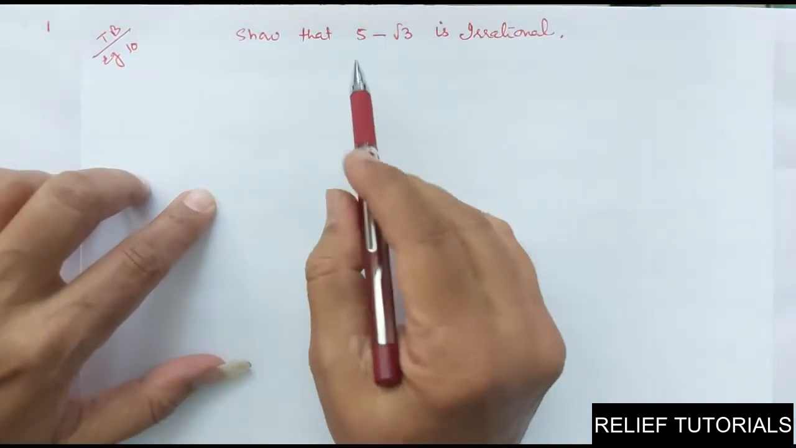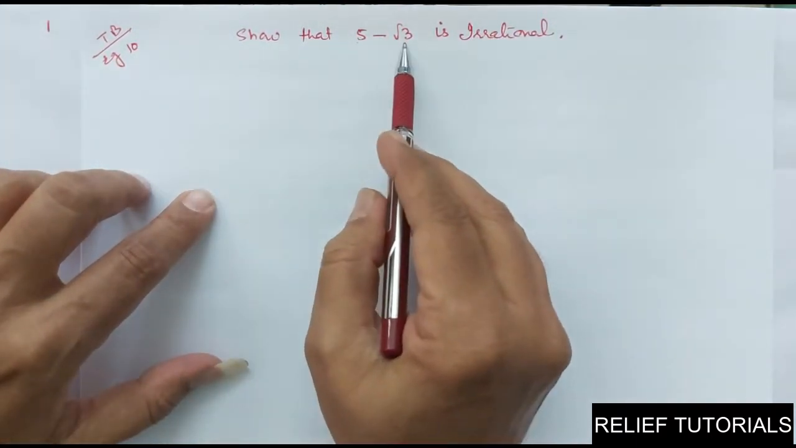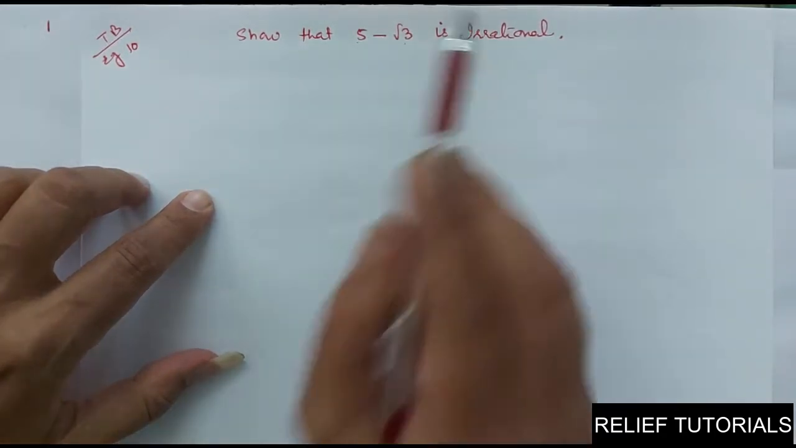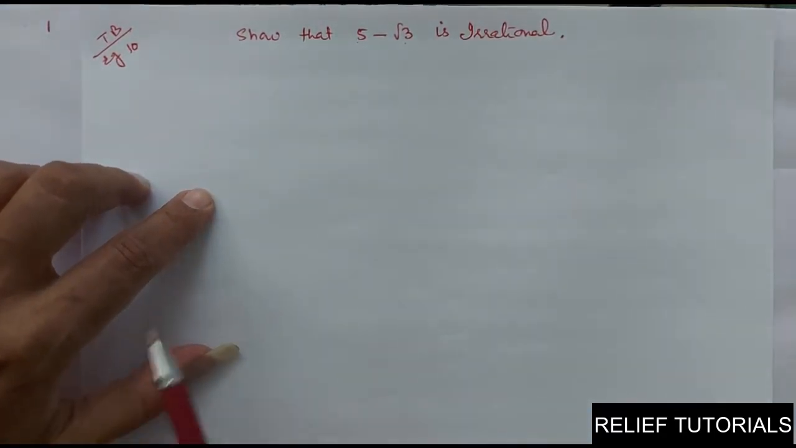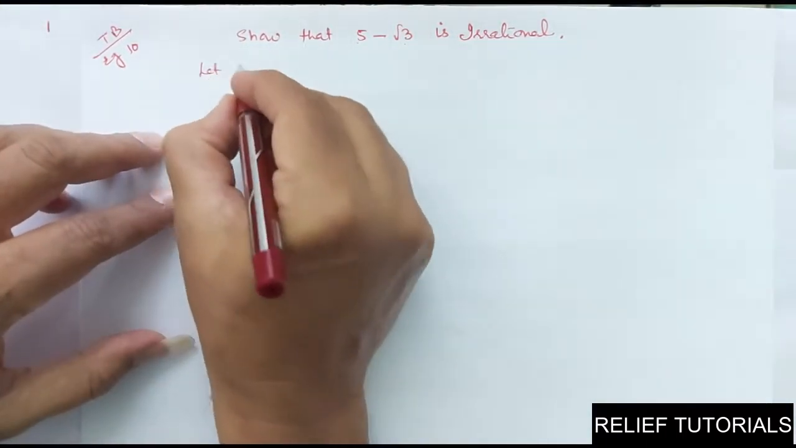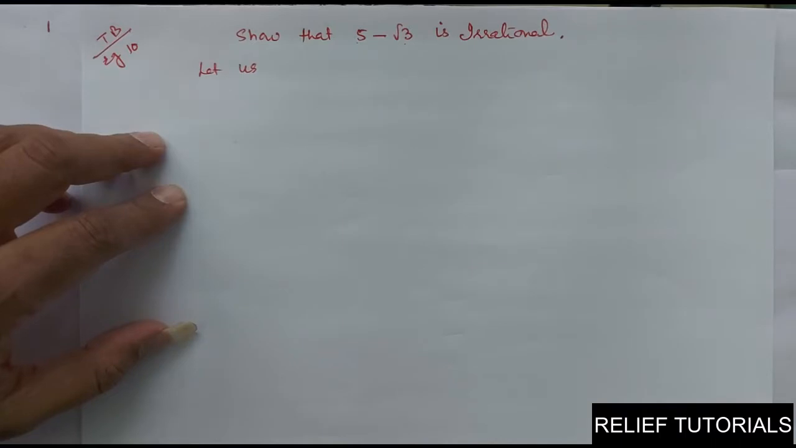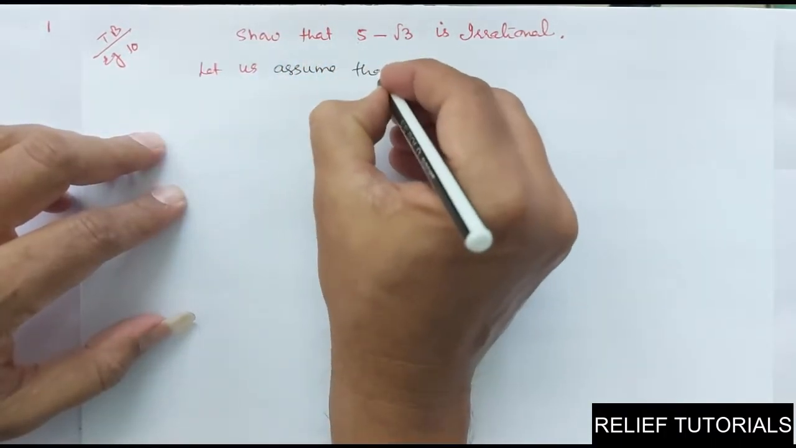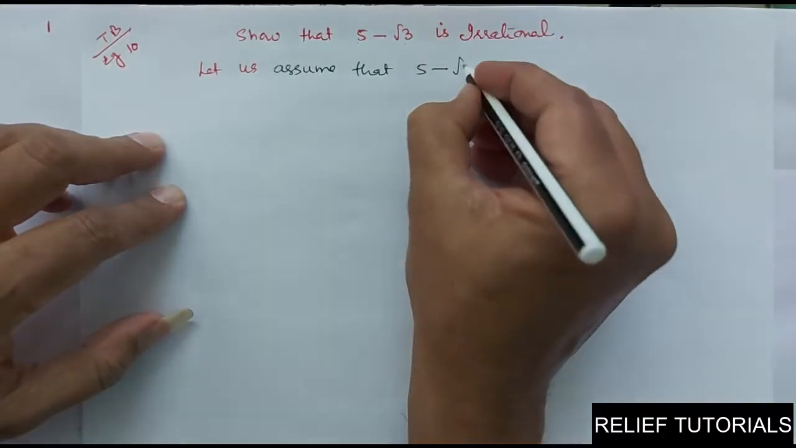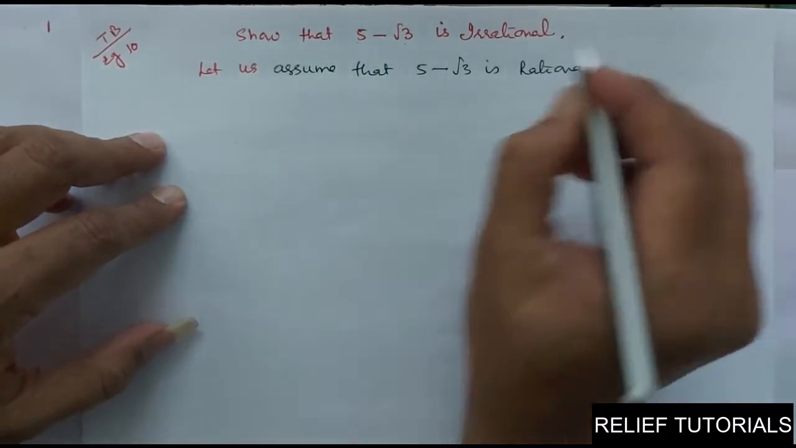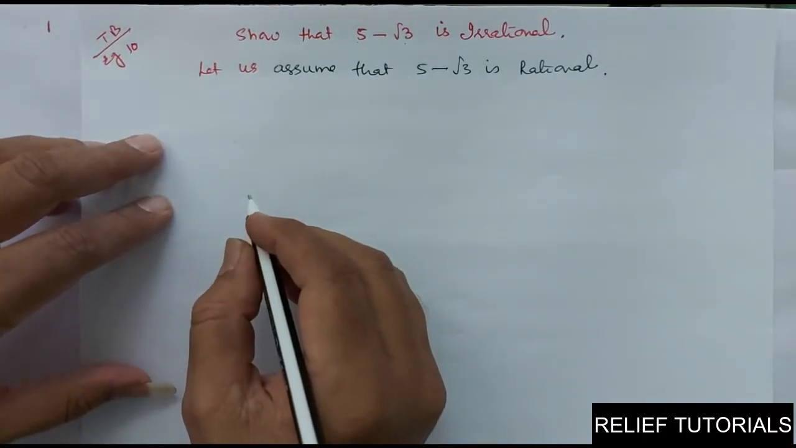See, I have told you one fact: this is a rational number, this is an irrational number. So the difference or sum of a rational and an irrational number is always irrational. Clear? Now we have to prove this. So let us assume that 5 minus root 3 is rational.